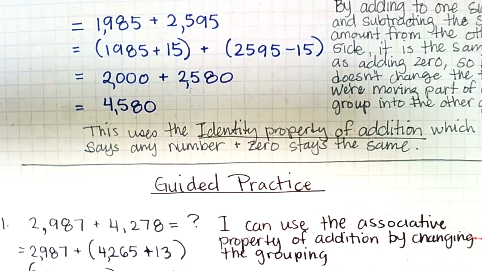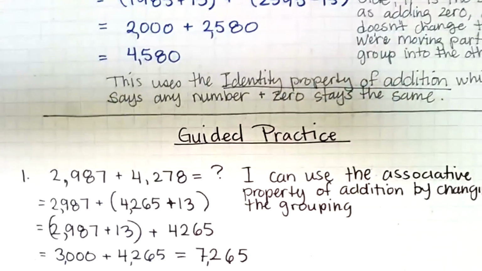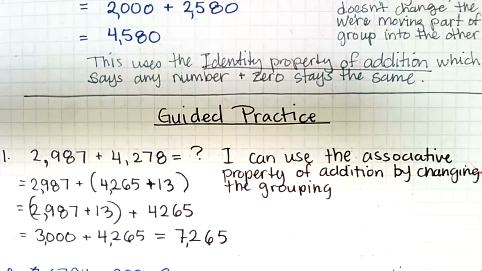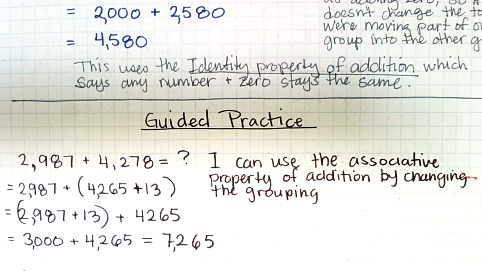Now for your guided practice questions, it says explain how you can find 2,987 plus 4,278 using mental math, and what property or strategy did you use? So for number 1, I'm going to use the associative property, where I break apart one of my numbers and use it to make a group of 10, 100, or 1,000 on the other side so that my numbers are easy to work with.